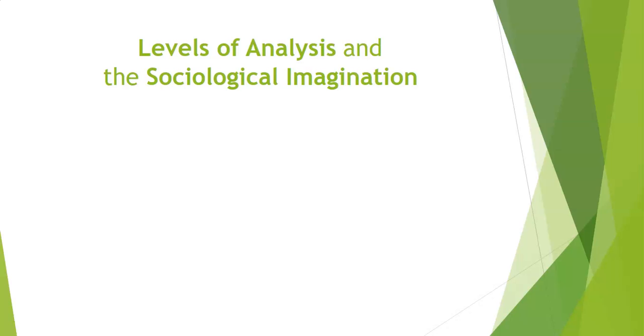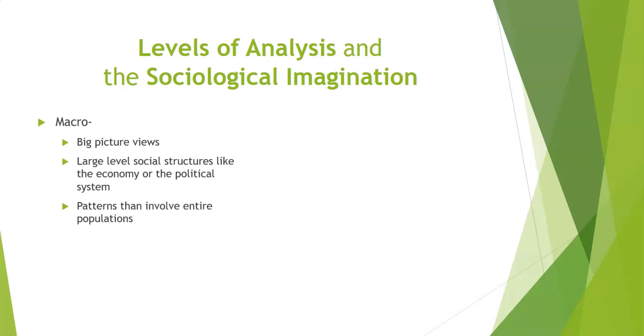So before we move on to a demonstration of the sociological imagination, I want to talk about this idea of levels of analysis. In the reading, they were talking about macro sociologists and micro sociologists. So the macro, that's the big picture. There are large-level social structures like the economy and the political system. These are huge things that affect entire populations. Again, it can be the population of a city, a state, a country, the whole population of the world, right?